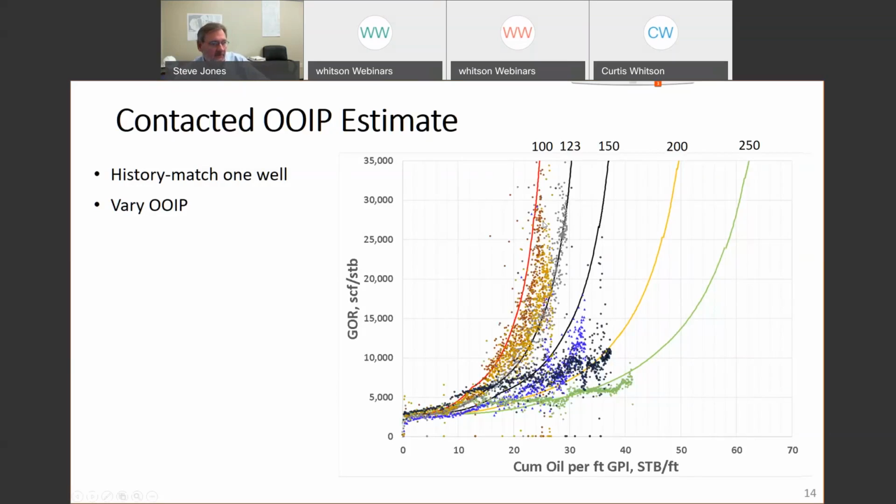And what we see from here is that the infill wells look like they're seeing something like 100 to 123 barrels of oil per foot of lateral. And the half-bounded wells are seeing something in the neighborhood of between 150 and 200. And then the unbounded well is seeing more than 250 barrels per foot.